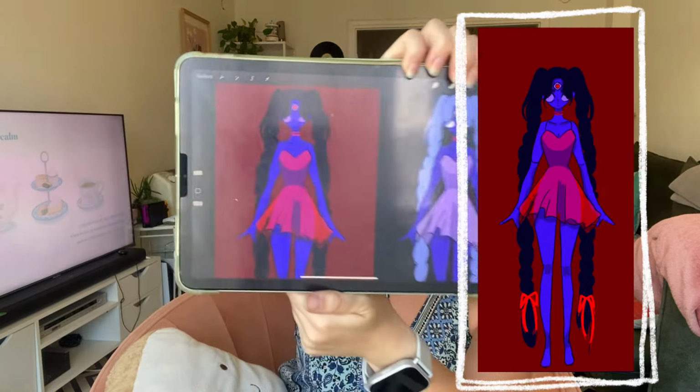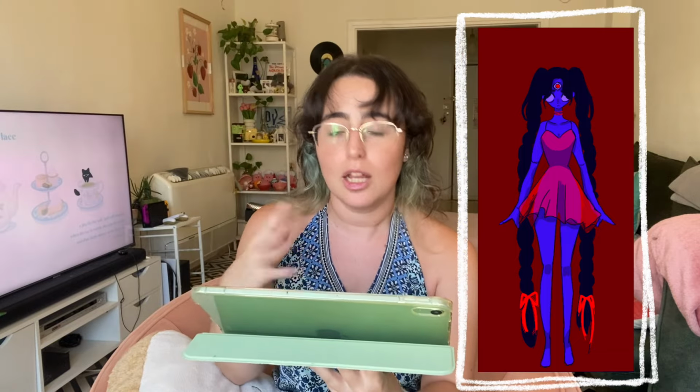So the first one I did is this one, the red one. For me, it's giving lingerie.